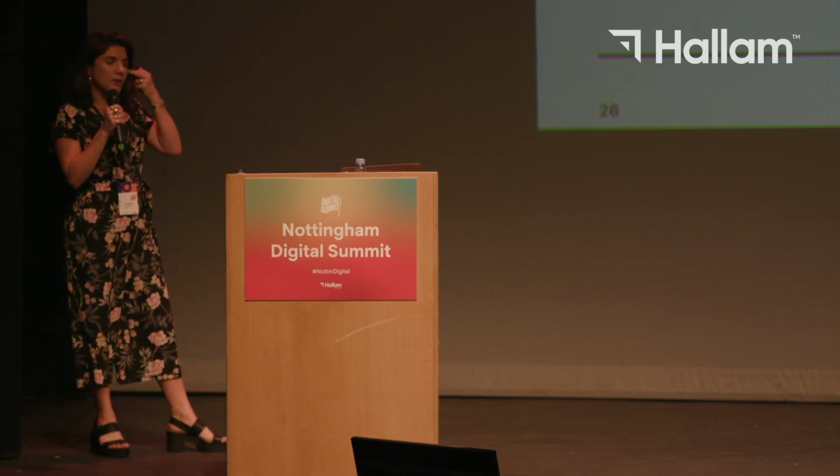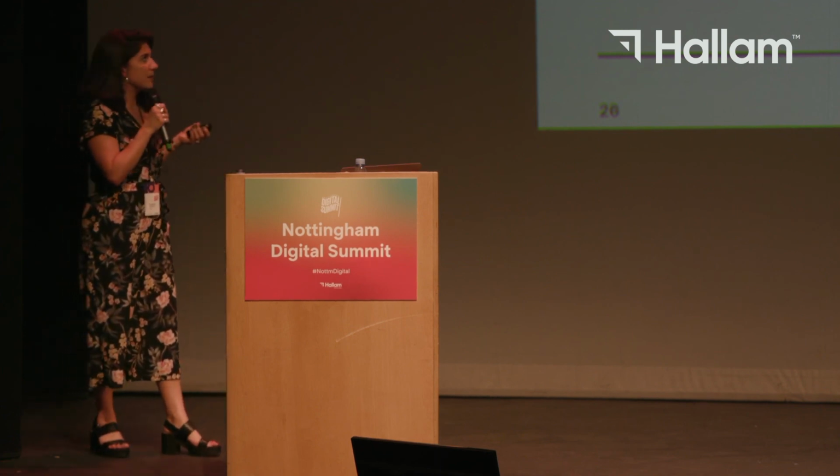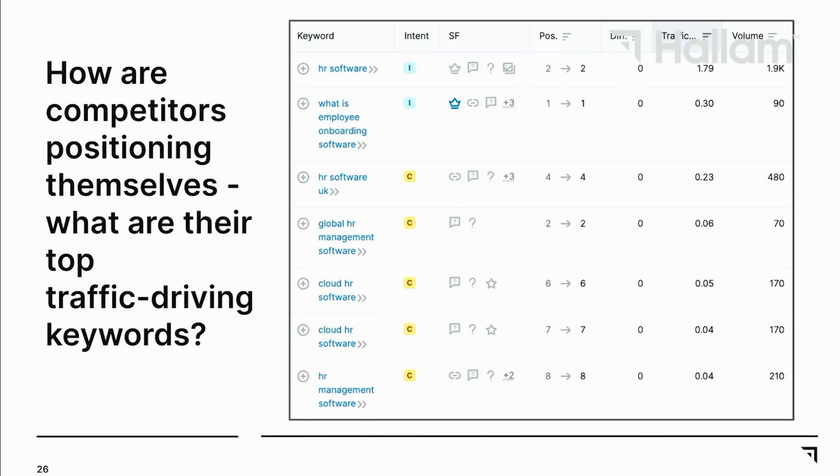And then similarly to doing your own research to understand how your customers are finding your own website, you can put your competitors' websites into these tools and see which are their top traffic driving search terms. So to go back to my favorite HR software example, for this particular website, HR software is driving the most traffic to their website as a search term.